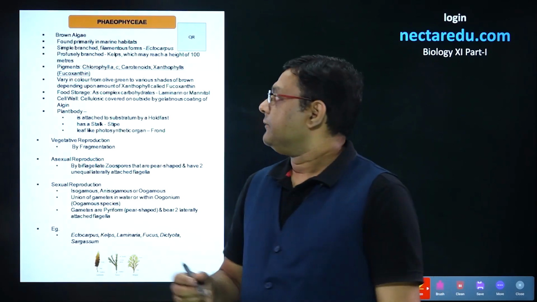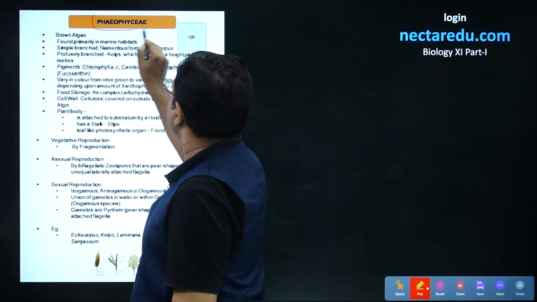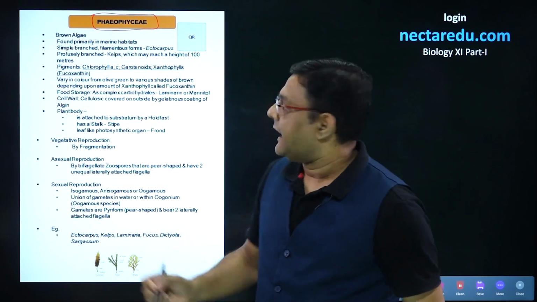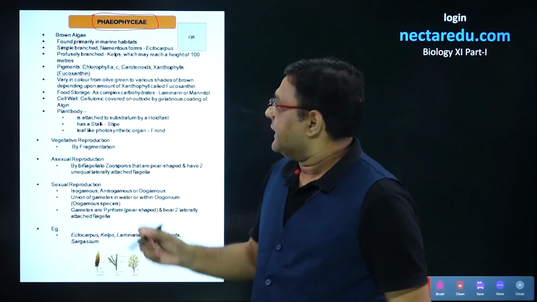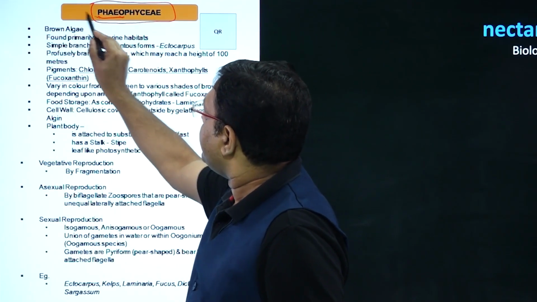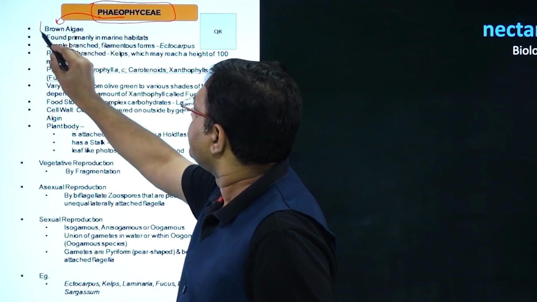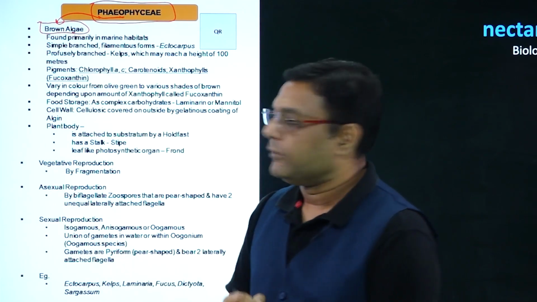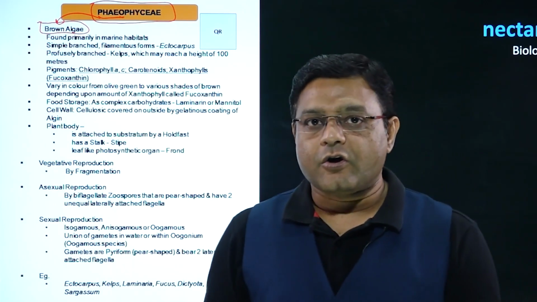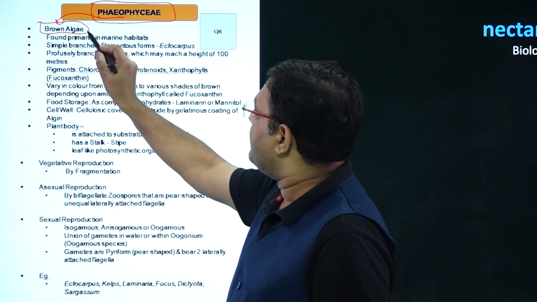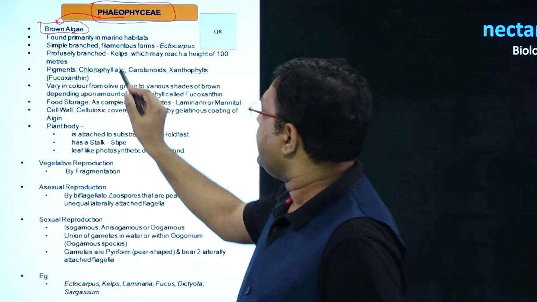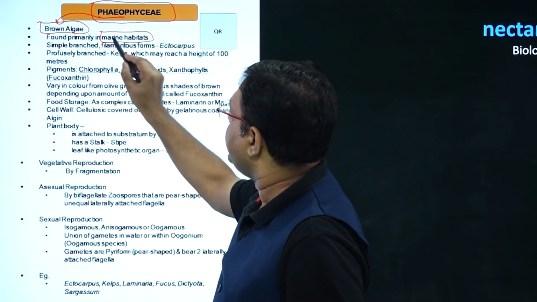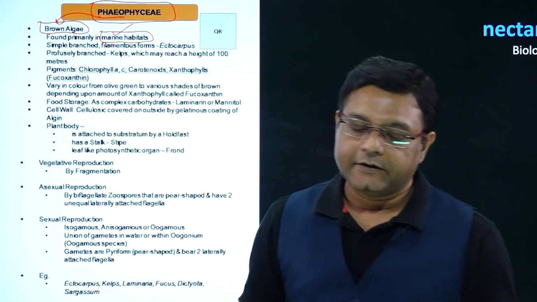In this particular video, we will look into a class of algae, and that is Phaeophyceae. The term Phaeo refers to brown, and that is why the members of Phaeophyceae are commonly called brown algae. If we talk of the habitat, then members of these brown algae are predominantly present in marine habitats.